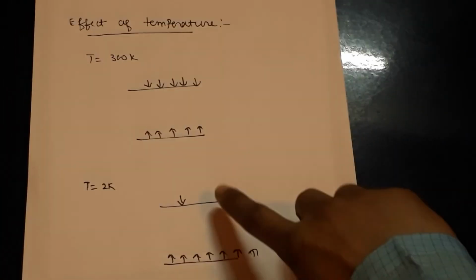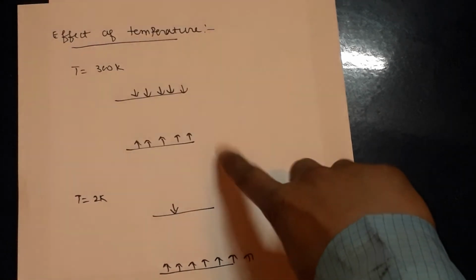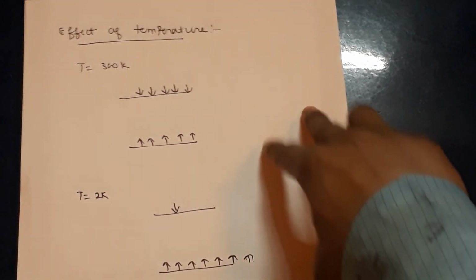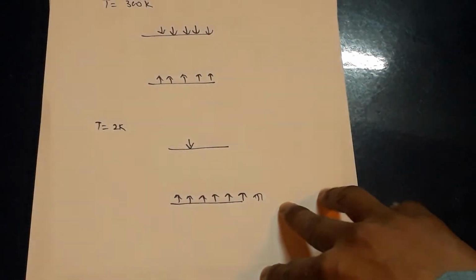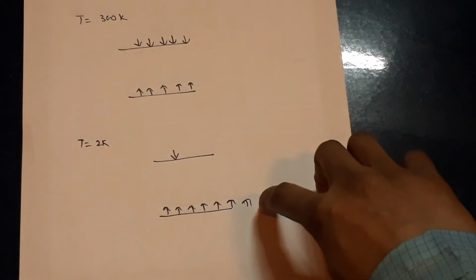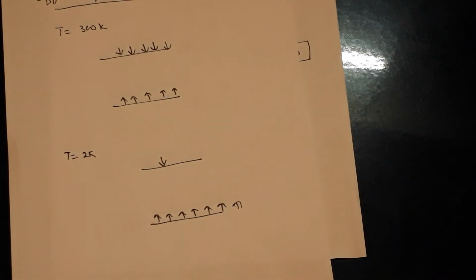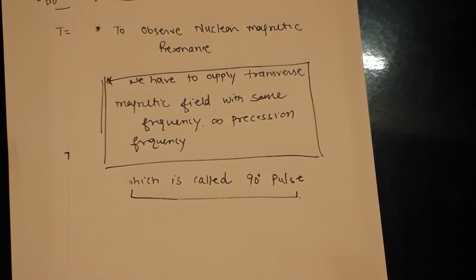What happens at higher temperature is that everything is jumping around, so you have an equal number of spins up and down. But let's say you cool it down. When you cool it down, they don't have enough energy to go from the ground state to the excited state. You have a large number of spins available. So when you have a large number of spins available, then you have a large magnetization, and detecting the signal is very easy.